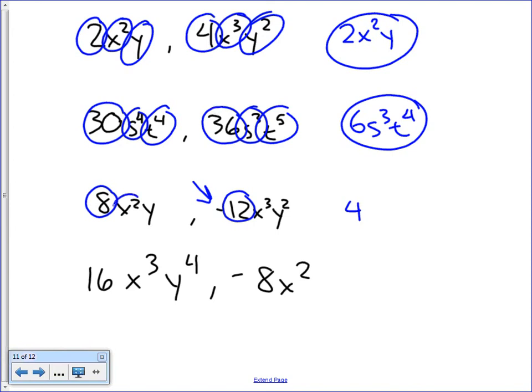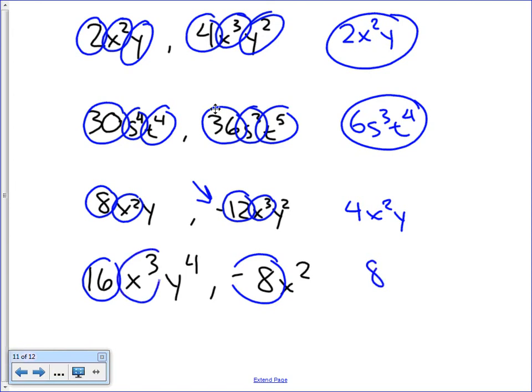Okay, so I have x squared and x to the third. X to the second is the lower one, and then the y's, just a single y is the lower one. So 16 and negative 8. Well, 8 divides 16 and 8, so let's write down an 8. I have x to the third and x squared. The lower one is the squared, so we'll write that down.